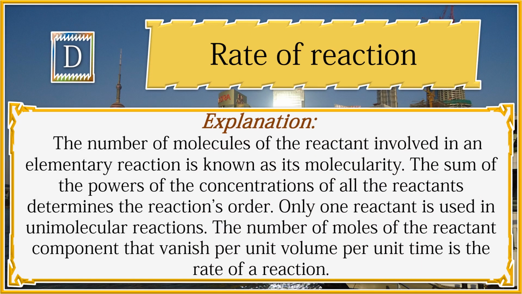The number of molecules of the reactants involved in an elementary reaction is known as its molecularity. The sum of the powers of the concentration of all the reactants determines the reaction's order. Only one reactant is used in the unimolecular reactions. The number of molecules of the reactant component that vanish per unit volume per unit time is the rate of a reaction.